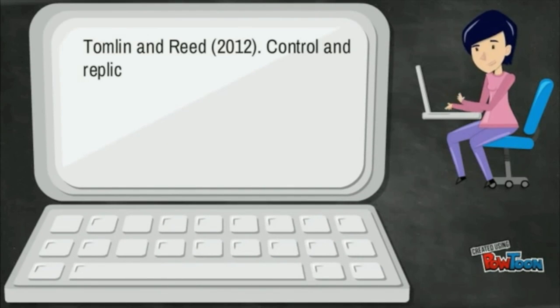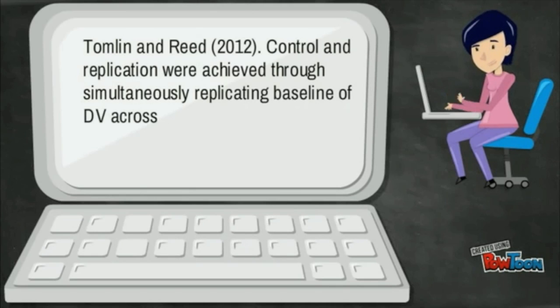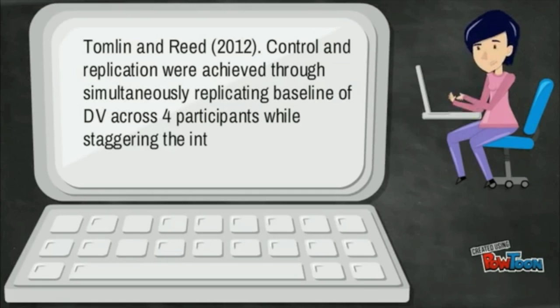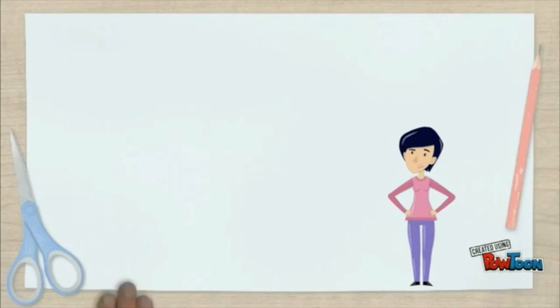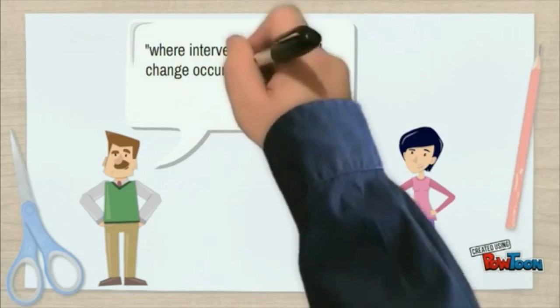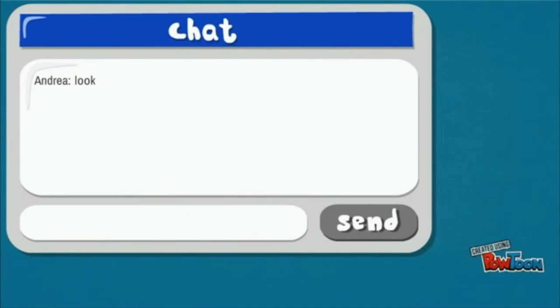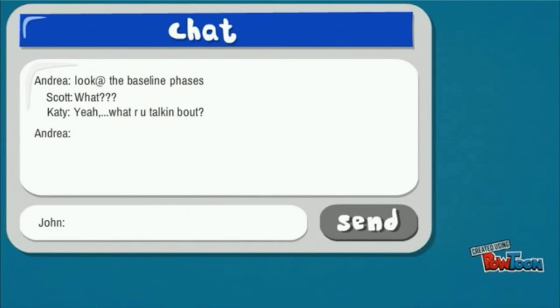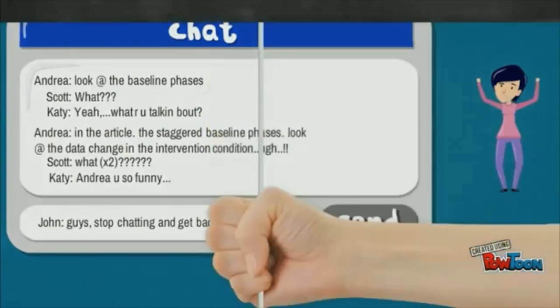In this case of multiple baseline design, control and replication are achieved through simultaneously replicating a stable baseline of the dependent variable across the 4 study participants while staggering the introduction of the intervention. To quote 2 esteemed colleagues, Horner and Baer, "Where intervention is applied, change occurs. Where it is not applied, change does not occur." In the case of Tomlin and Reed, we specifically look at the staggered baseline phases and the degree to which patterns of data change in the intervention condition relative to the baseline patterns.